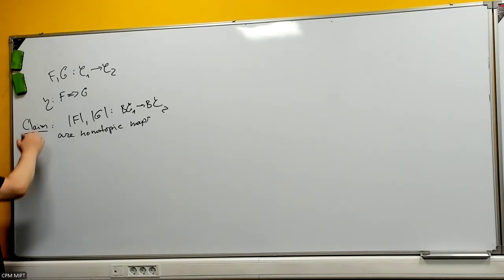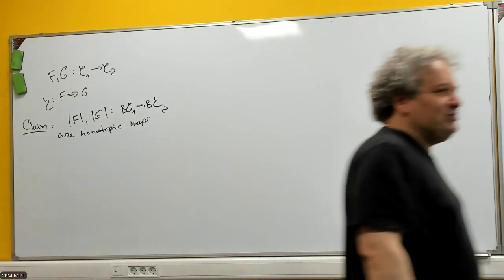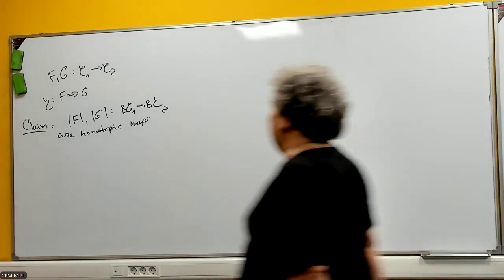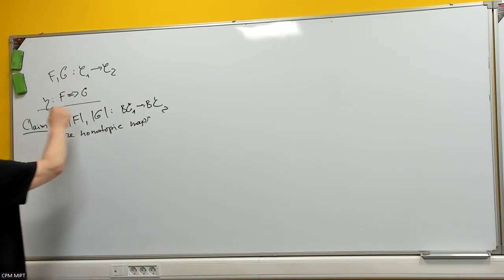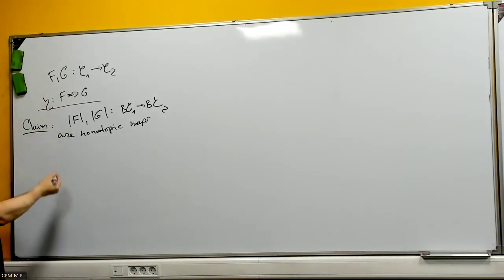Is it a natural isomorphism, right? A natural transformation, not a natural isomorphism. They are homotopic for any natural transformation. This is the point. Not a natural isomorphism. You will see the proof in a moment. So first of all, I just reinterpret what this means: that I have two functors and a natural transformation.